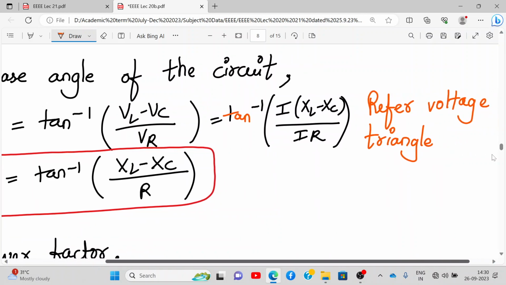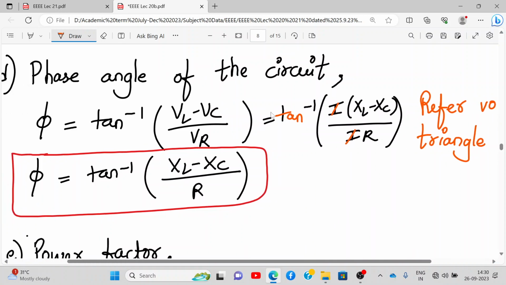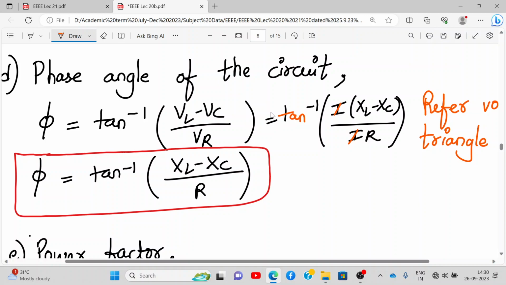What is VL minus VC? VL is I into XL, VC is I into XC. So I've just done that to cancel out I and I. And finally, my phase angle will be tan inverse of XL minus XC upon R. So please note down this formula. This will help you to solve a numerical.